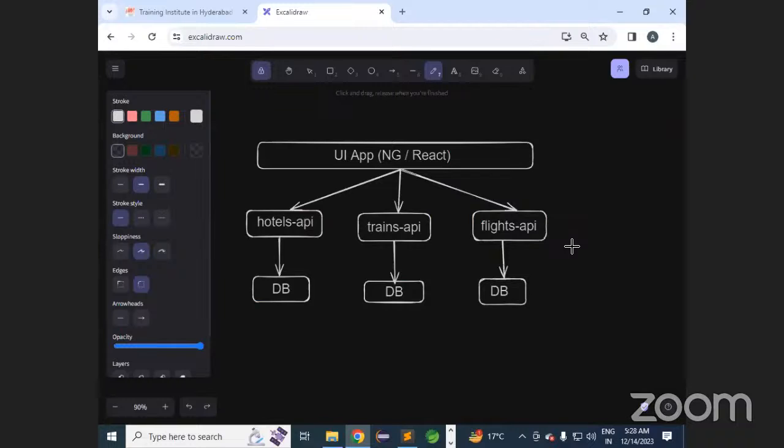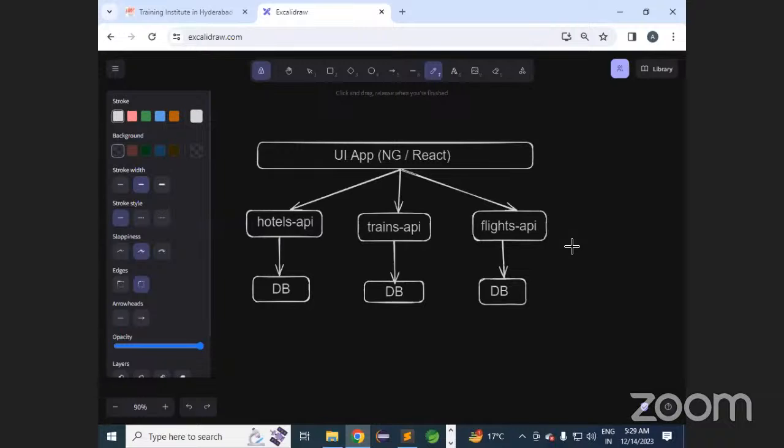What will be there in the microservices? Only business logic will be available. What about the user interface? That is another project, developed by using Angular or React. The end user will communicate with the UI application. The UI application will communicate with the backend microservices, one microservice or multiple microservices.